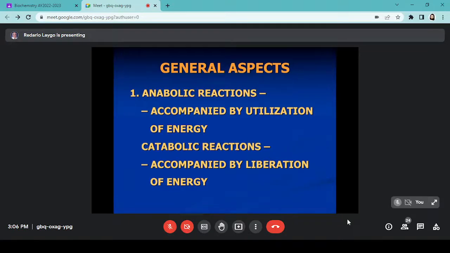So let us see the general aspects of anabolic reactions. As I mentioned earlier, they are usually accompanied by use of energy in the form of ATP because the cells need a source of energy to synthesize, to create bonds. We know that. While catabolic reactions are usually accompanied by liberation of energy, and that's precisely the purpose of catabolizing or oxidizing nutrients, so that the electrons and protons released as a result of the oxidation can be harnessed and be transferred to your electron transport chain, whereby ATP is synthesized.